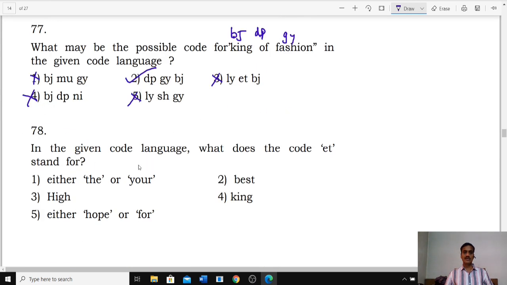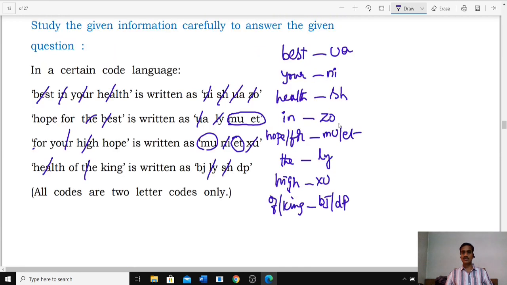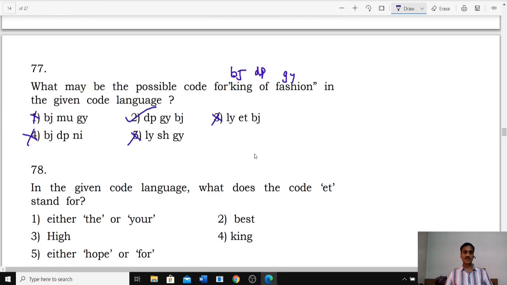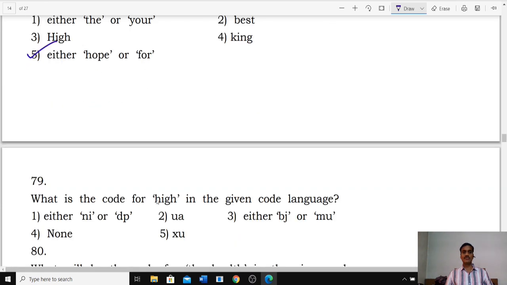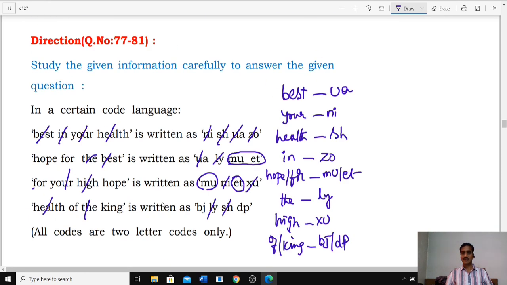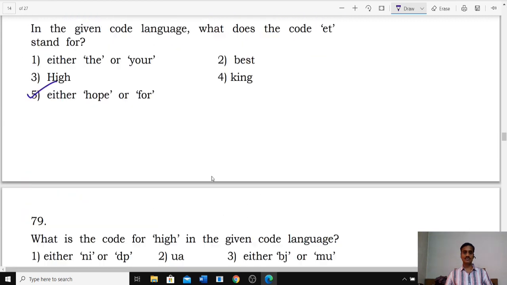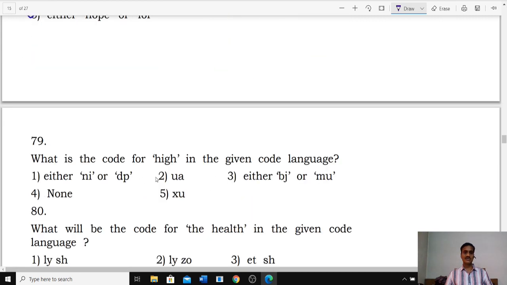Choice 2. In the given code language, what does the code ET stand for? Hope or for, choice 578. What is the code for high? The code for high is XU, that is choice 279.